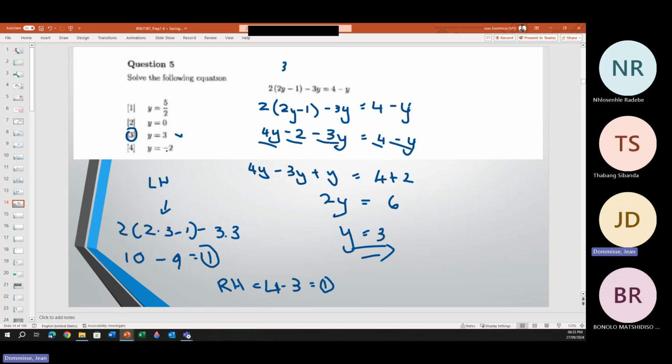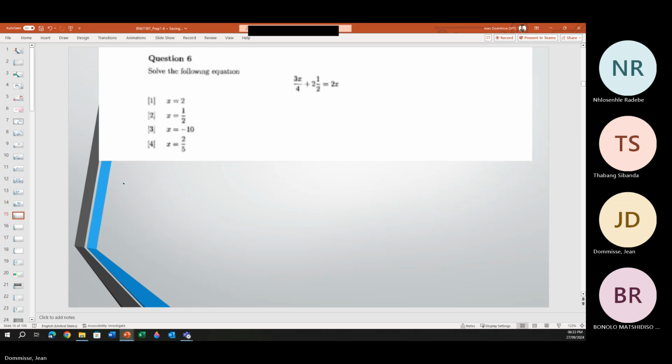Okay, so let's look at another one. Another one that we need to solve the equation. This one is slightly different, where we now sit with fractions. So let's quickly just rewrite it as is, and then we can change the fractions a bit.